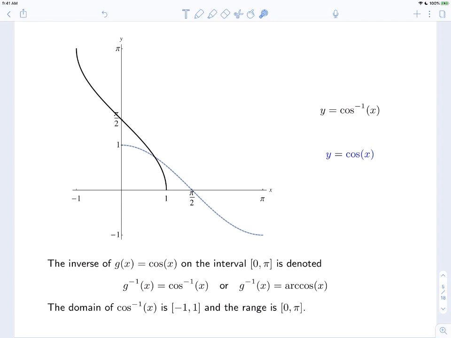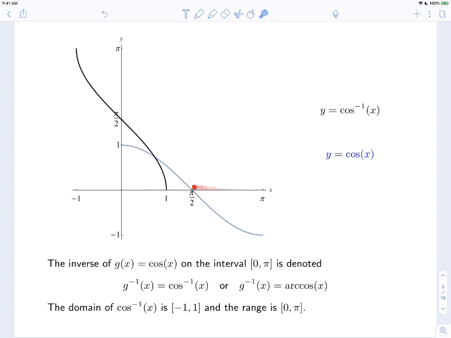The graph of the inverse is then the reflection of the graph of cosine through the line y equals x. So that's how you end up with this solid curve here. Notice that its domain is the set from -1 to 1. That's because the domain of the inverse is the range of the original function. Similarly, the range of the inverse function is the interval from 0 to pi. That's the domain of our restricted cosine.